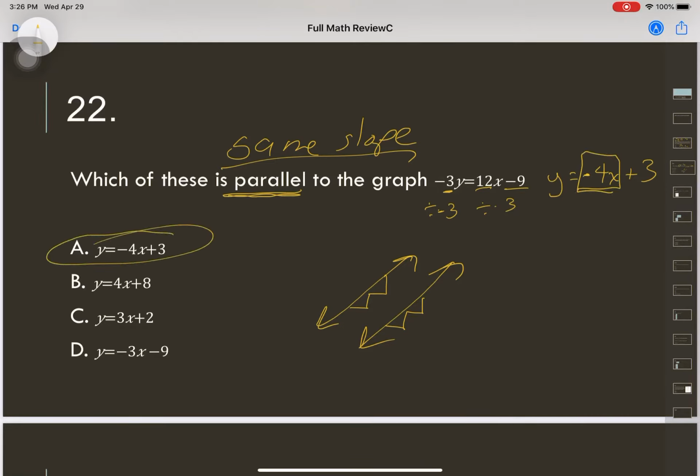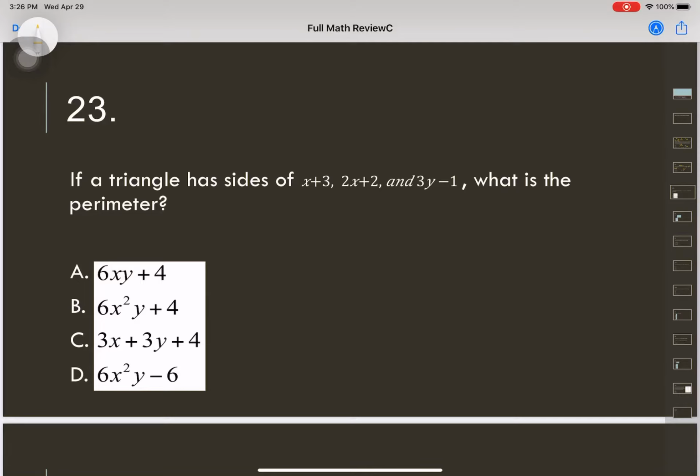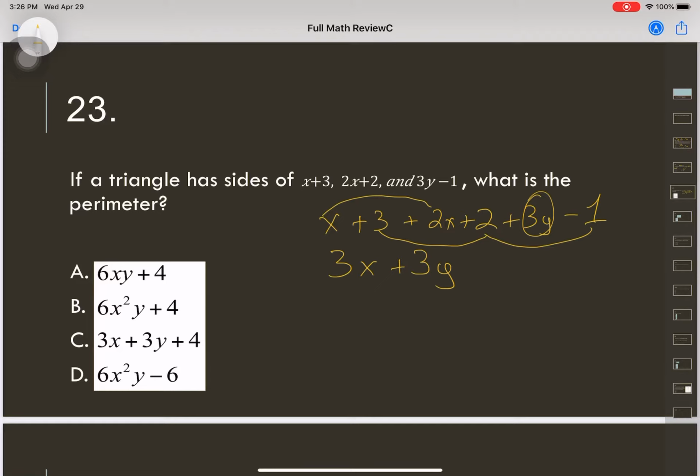That's all that's asking. 23, if a triangle has sides of x plus 3, 2x plus 2, and 3y minus 1, what is the perimeter? So all you're doing is adding up x plus 3 plus 2x plus 2 plus 3y minus 1. Combine what you can. X plus 2x will make 3x. The 3y just comes along for the ride. And then it's positive 3 and positive 2 and negative 1. 3 and 2 makes 5, minus 1 is 4. So 3x plus 3y plus 4. That's C.